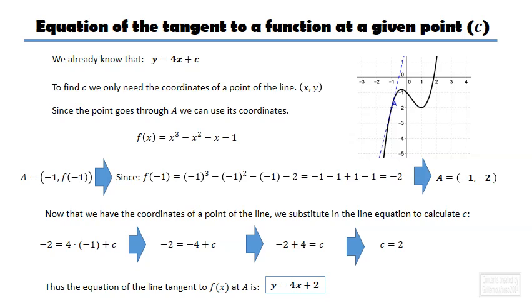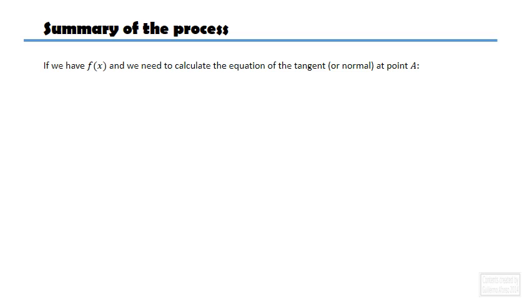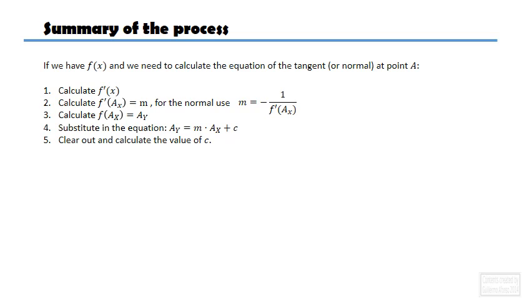This is such a classic question in the exam that I need you all to be able to do this. And let's revise exactly the process we just went through. Summary of the process. We have f of x, we need to calculate the equation of the tangent or perhaps normal at point A. So we calculate the f prime. We substitute with the x coordinate of point A in the derivative, and we get the slope. If they're asking us for the normal, make sure that you put minus 1 over whatever you get. Now you calculate the y coordinate at that point, and you substitute in the line equation, and that's how you calculate the value of c.